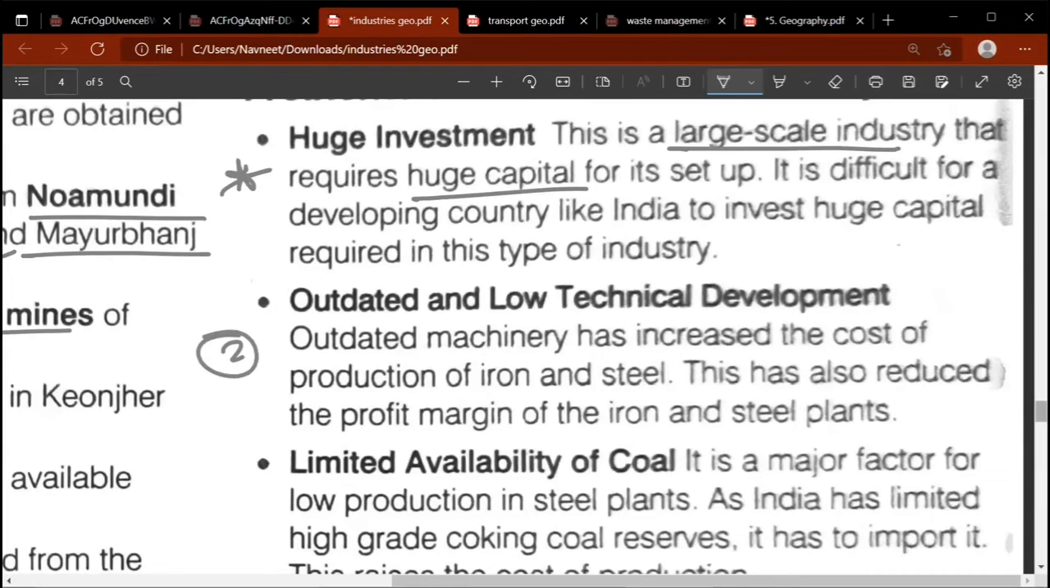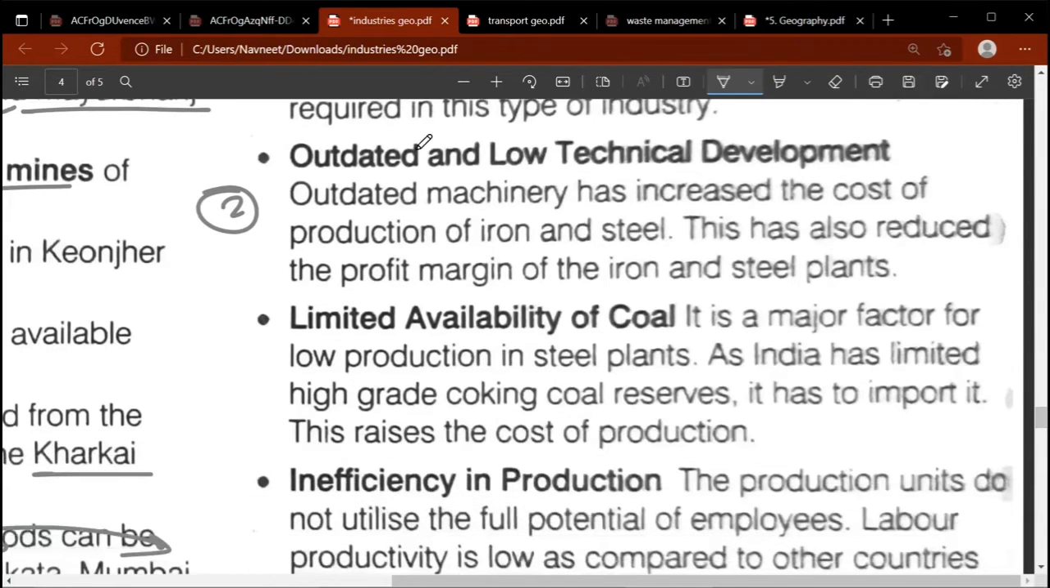Outdated and low technical development. Outdated machinery has increased the cost of production of iron and steel. This has also reduced the profit margin of the iron and steel plants. So outdated machinery is the main keyword over here. Let's move on to the third point.